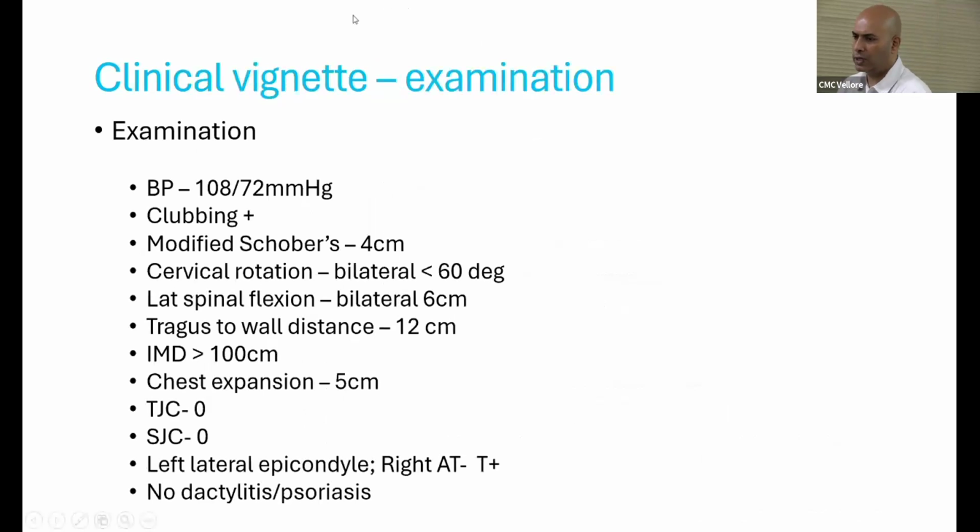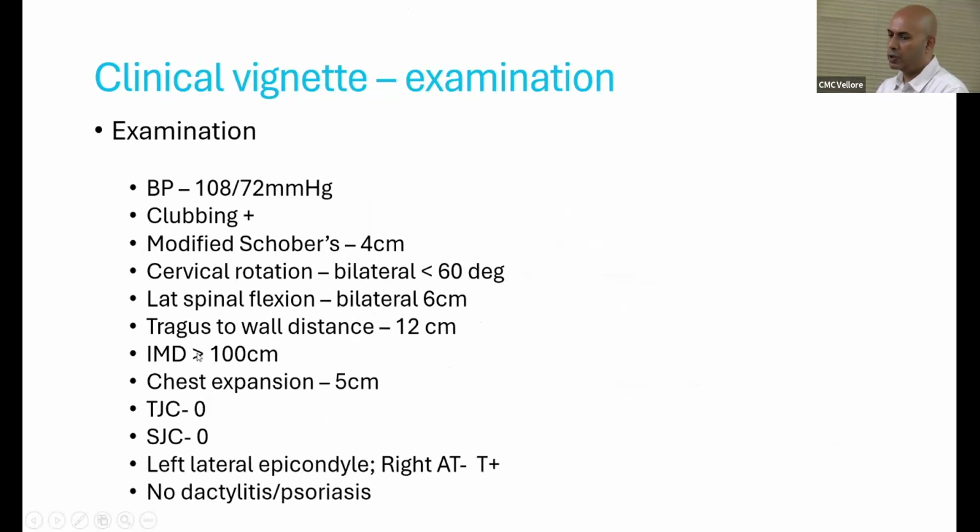Back to the examination of the gentleman we're talking about. His pulse and blood pressure were okay. He had clubbing, chronic smoker. Modified Schober's was 4 centimeters. Cervical rotation was bilaterally less than 60 degrees. Could be because of his mechanical neck pain. Lateral spinal flexion was bilateral 6 centimeters. Tragus to wall distance was 12.